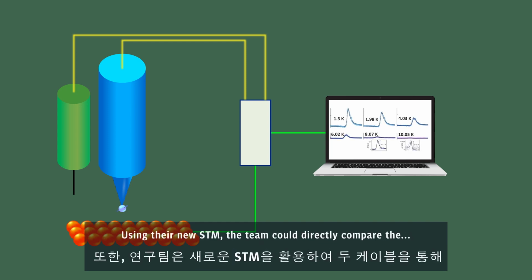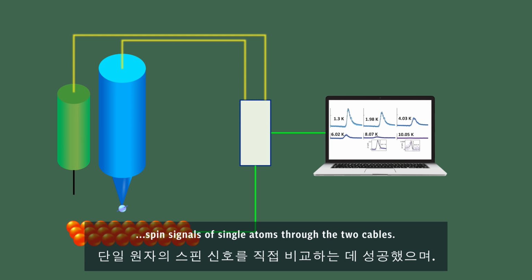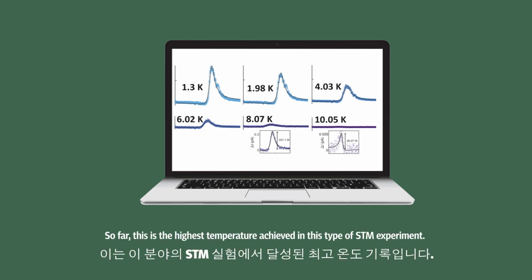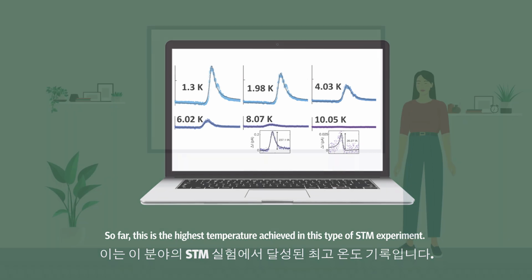Using their new STM, the team could directly compare the spin signals of single atoms through the two cables. These signals remained stable even at an elevated temperature of 10 Kelvin. So far, this is the highest temperature achieved in this type of STM experiment.